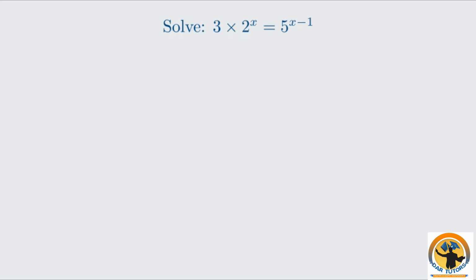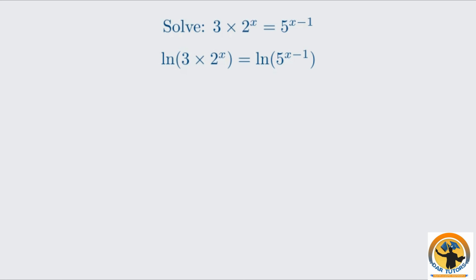When the unknown is in the exponent, taking logarithms of both sides is a great strategy. It allows us to use the power rule to bring the exponents down. So we'll take the logarithm of both sides. You can use any base, but the natural logarithm, ln, is often convenient. Now let's use our logarithm rules to simplify.